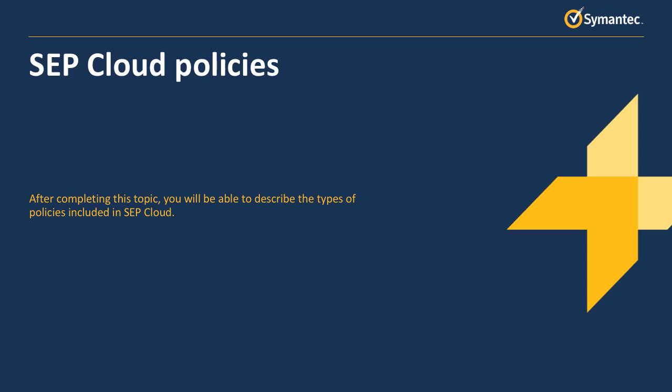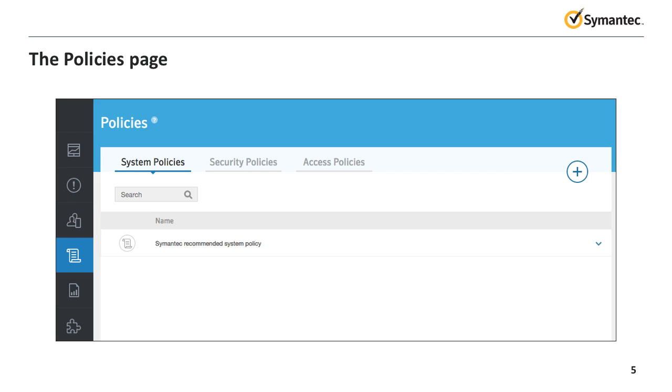This is the SEP Cloud Policies topic. After completing this topic, you will be able to describe the types of policies included in SEP Cloud. The Policies page provides an overview of the policies configured in SEP Cloud and lets you do the following: view all policies that exist in the system, view policies by type in separate tabs, search for existing policies by the policy name, and manage policies.